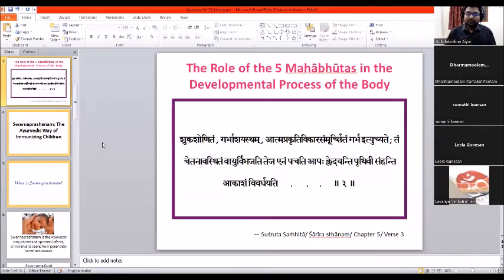So here, the five Mahabhutas don't work in the body directly. We have got the Pancha Mahabhutas within the body, but they don't function directly as Mahabhutas themselves. What they do is combine together to form the three doshas, Vata, Pitta, Kapha within the body. Prithvi Mahabhuta and Jala Mahabhuta form Kapha dosha. Akasha Mahabhuta and Vayu Mahabhuta combine together to form Vata dosha.